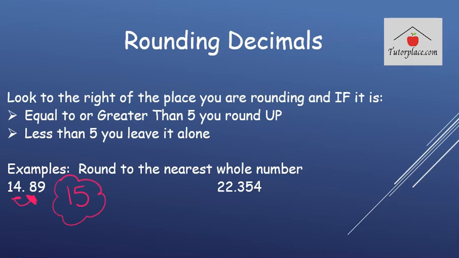Looking at the next problem, we'll look at the 22. We look to the right. The right of 22 is a 3. 3 is less than 5, so it's going to stay the same as 22. It's not going to round up. It's going to stay the same. I'm going to leave it alone.